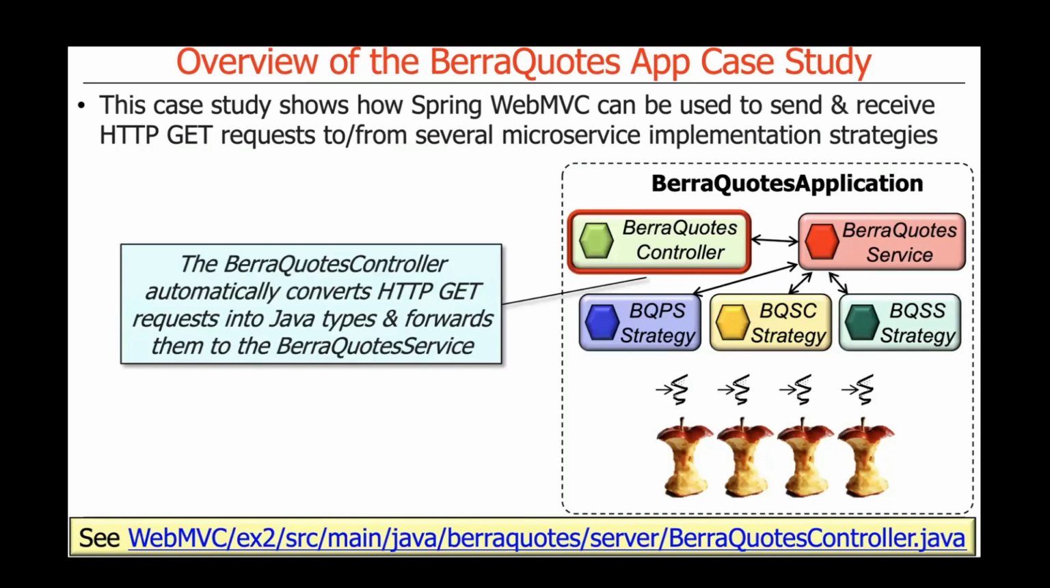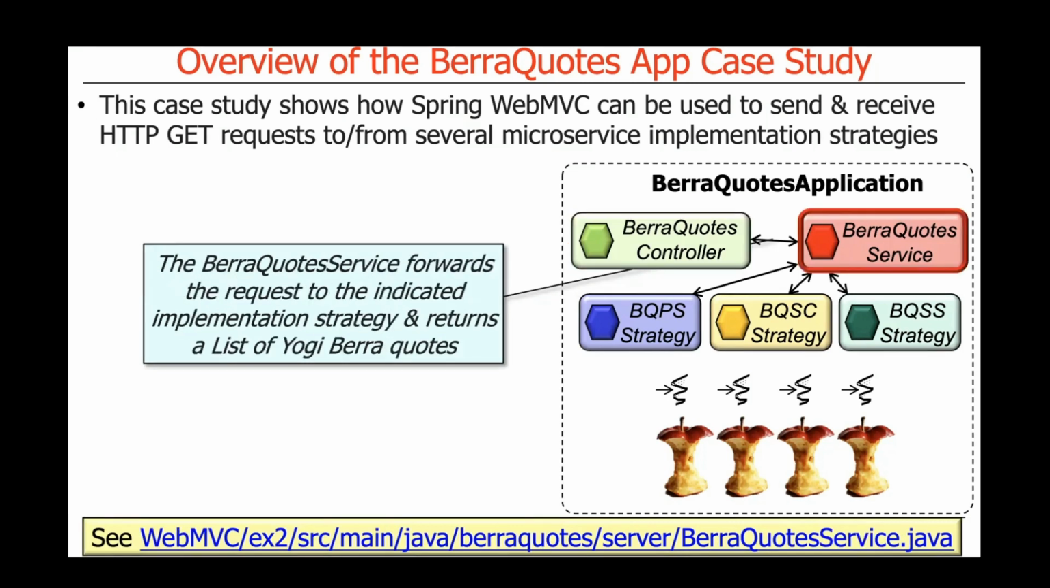There's a controller called the BerraQuotes controller that automatically converts the HTTP GET requests into the corresponding Java types, things like strings or list of strings or integers. And then the instances of these types are forwarded to the BerraQuotes service. The BerraQuotes service, in turn, forwards the request to the indicated implementation strategy, such as sequential streams or parallel streams or structured concurrency and whatnot. And then it returns a list of the corresponding Yogi Berra quotes. That's what the implementation strategy does. It gets this by searching literally an array list that's stored in memory.